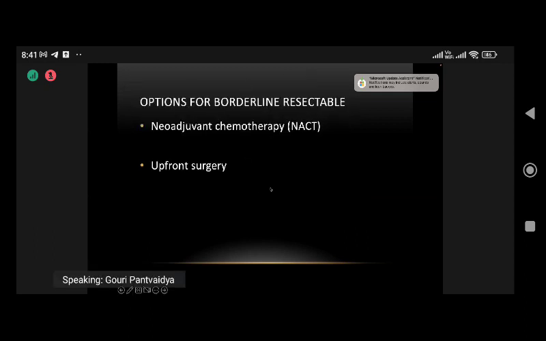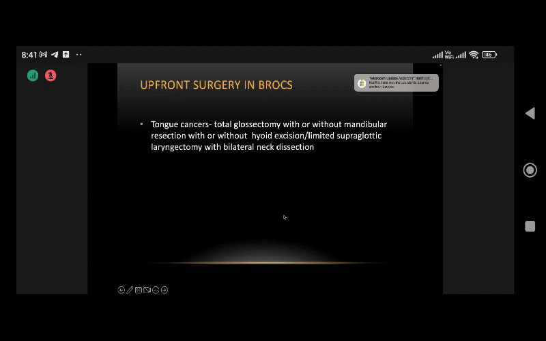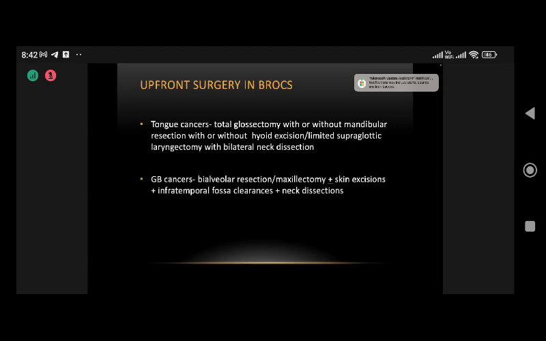There are two options for borderline resectable, either neoadjuvant chemotherapy or upfront surgery. If we do upfront surgery in tongue cancers, it will involve total glossectomy with or without mandibular resection, with or without hyoid excision, limited supraglottic laryngectomy with bilateral neck dissection, and appropriate reconstruction. So, this is really an extensive surgery. You want to think about whether you want to do these surgeries and what is the prognosis.